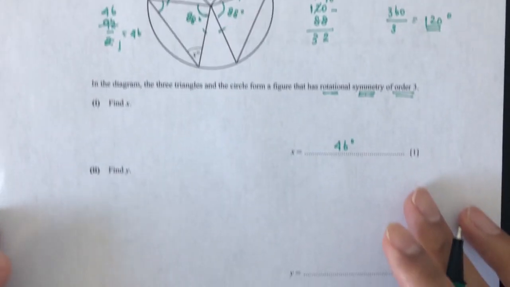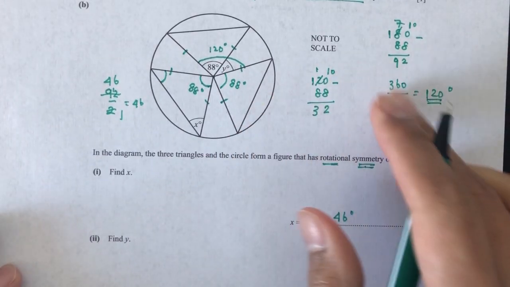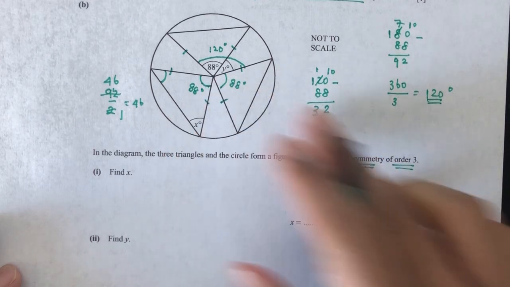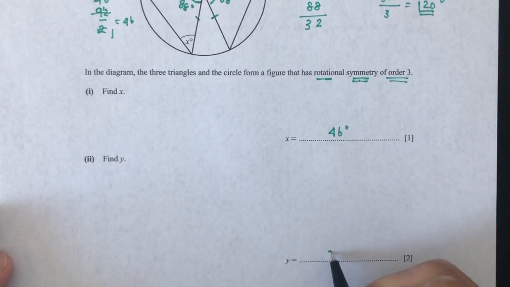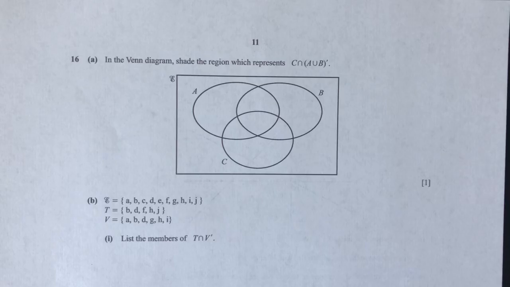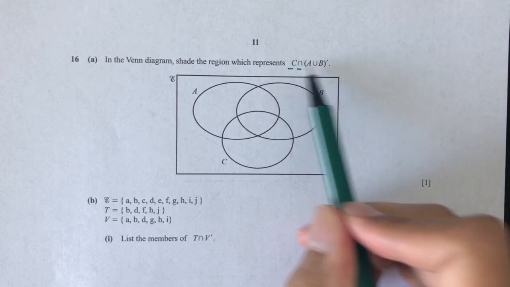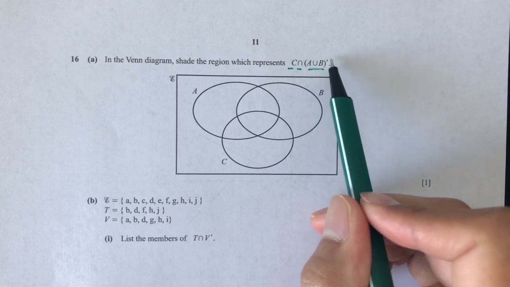And find angle y, it will be 32. Okay, so that is your answer for this question. Question number 16, part A. In the Venn diagram, shade the region which represents C intersection (A union B) dash.